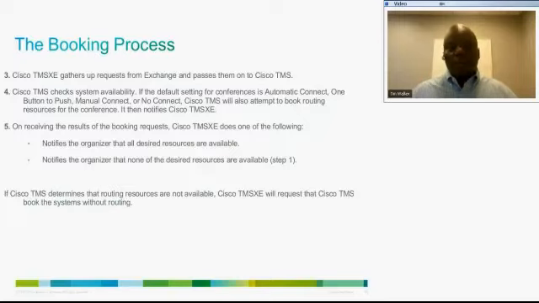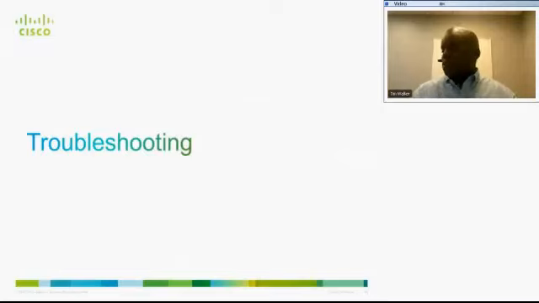If TMS determines that the routing resources are not available, then TMS will request that the TMS book the systems without routing. What that means is TMS will not build a call route between the resources. And that pretty much brings us to the troubleshooting section.